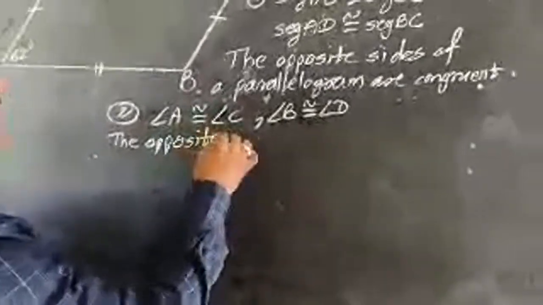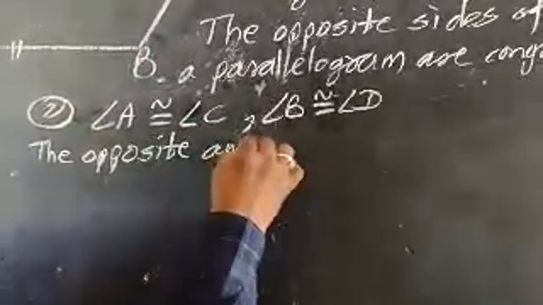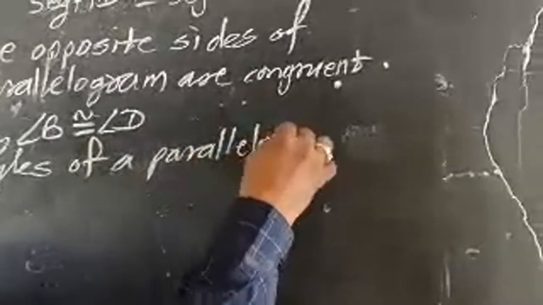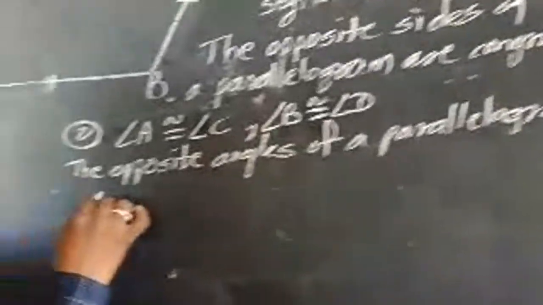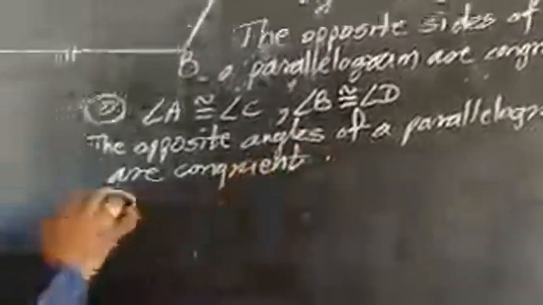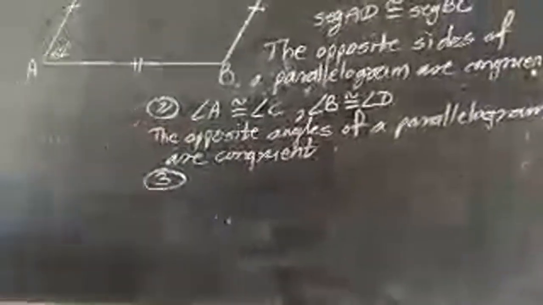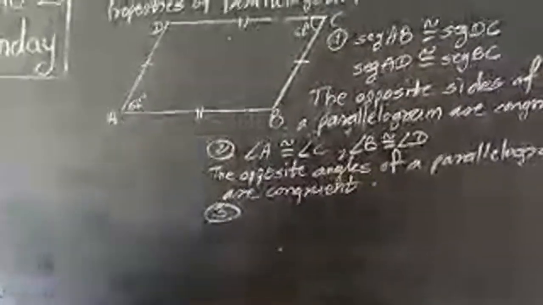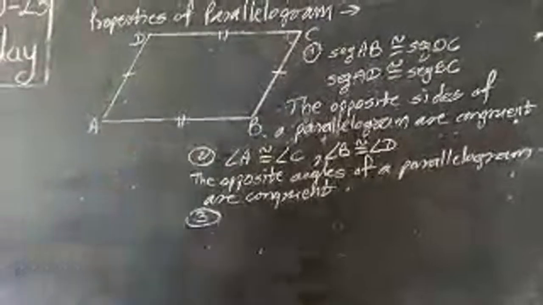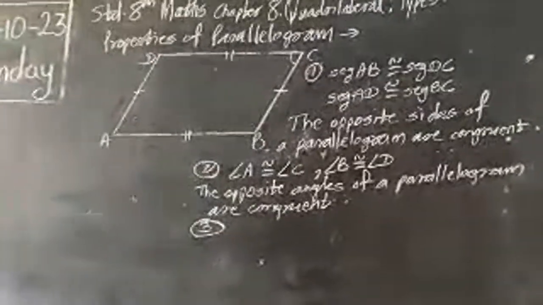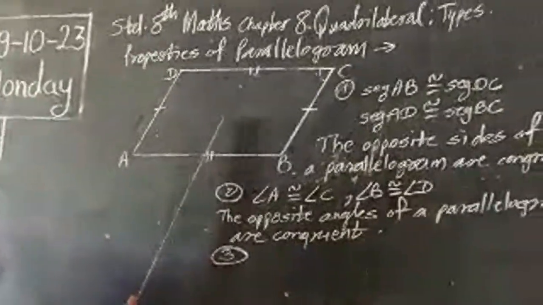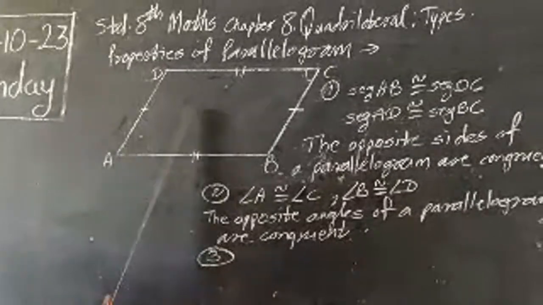The opposite angles of a parallelogram are congruent. Then the third property. Third property for which elements? Yes, we discuss the third property for diagonals.